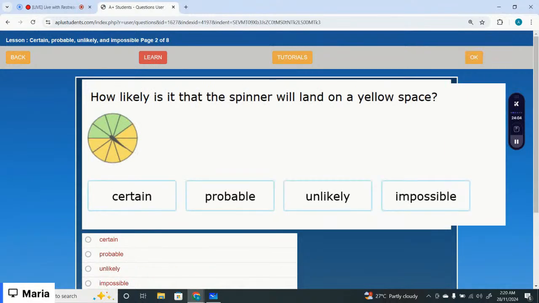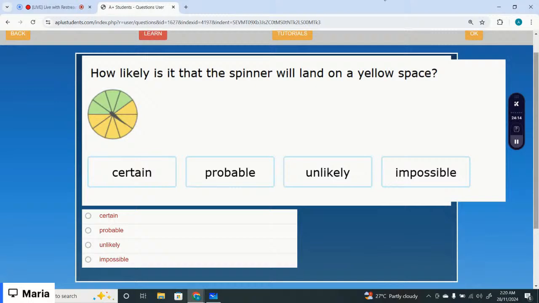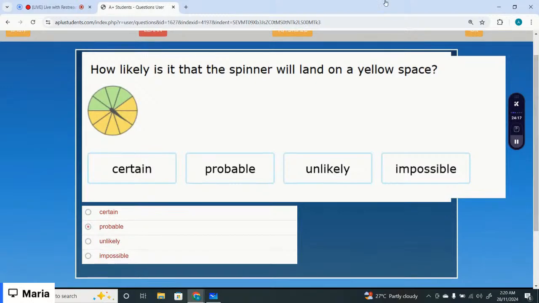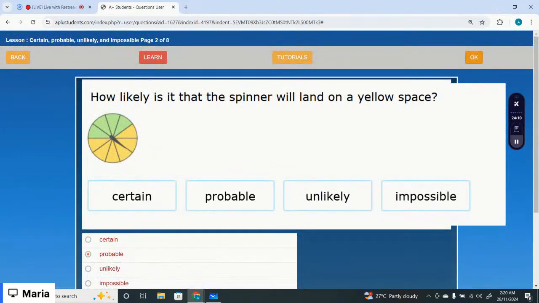How likely is it that the spinner will land on a yellow space? So, which is the correct option? That is probable. Option number two is the correct option.